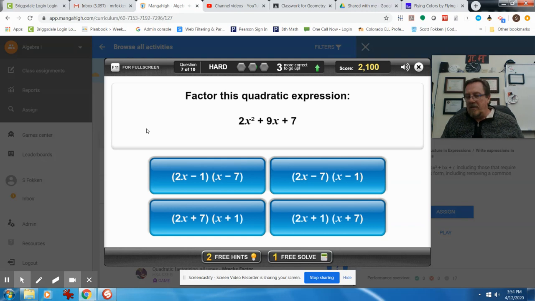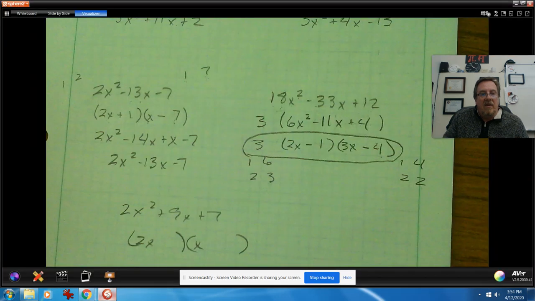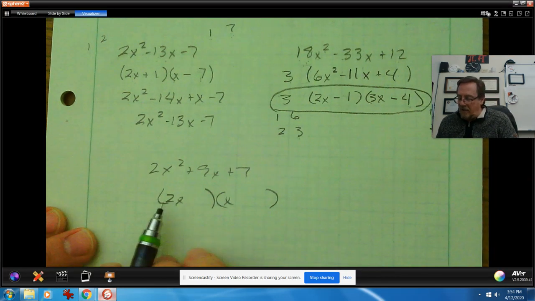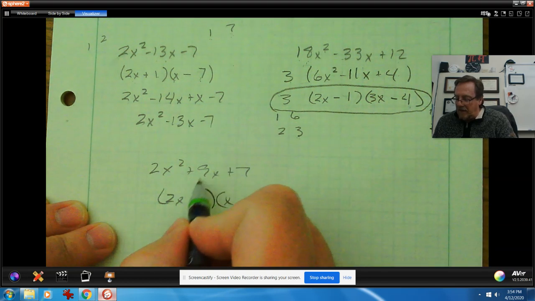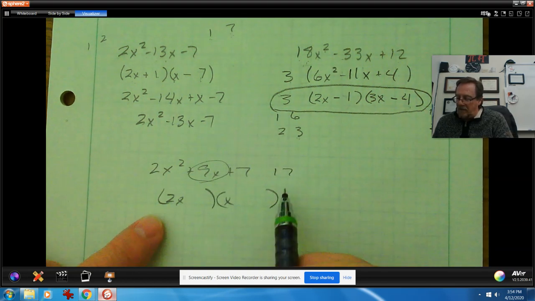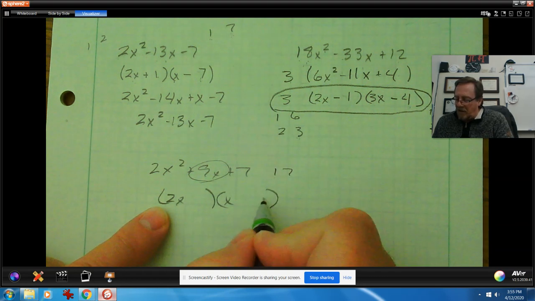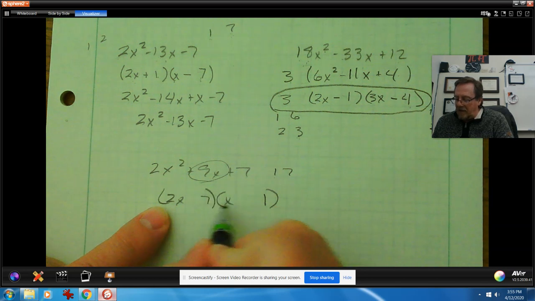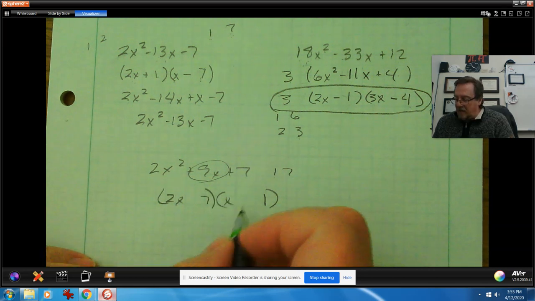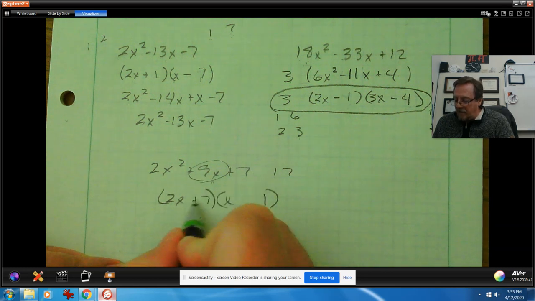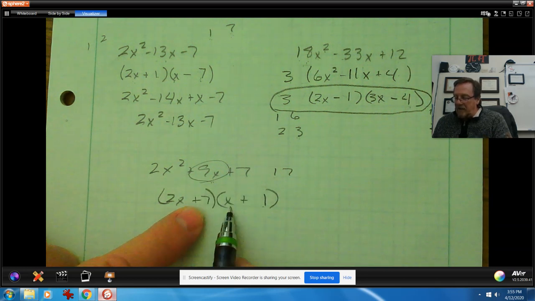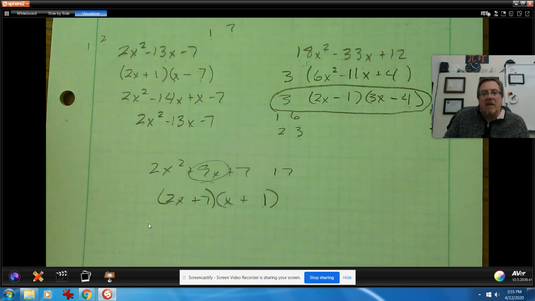Factor this expression. So the only way I can get what I'm after here is to have a 2x and an x. Now I have to think about factors of 7, but we have to get to 9. So 1 and 7 are my choices. And so I'm going to match up my 2 and my 1 and my 7 and that x. That way I can get to 9. Everything's positive. So that's going to be 2x and 7x to give me my 9x. So I'm going to say 2x plus 7 and x plus 1.